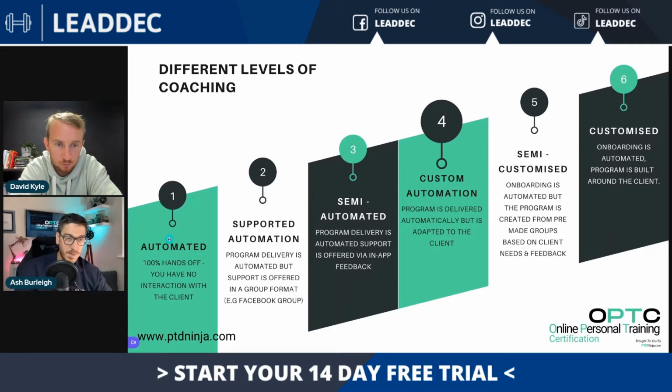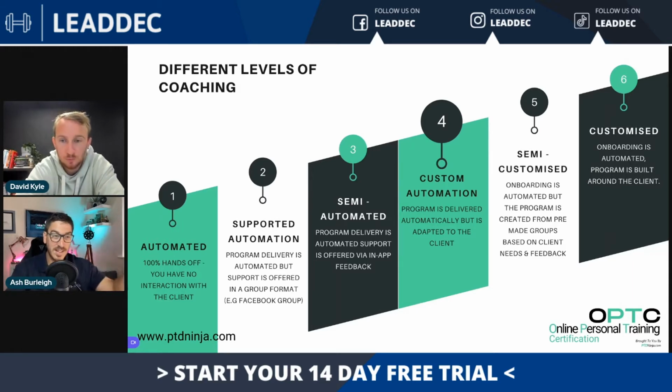That's why, for example, on the automated programs, this level 1, you might see a lot of influencers on Instagram or fitness models and things like that selling that type of thing, because they're trying to utilize their high number of followers who trust them to buy that stuff.